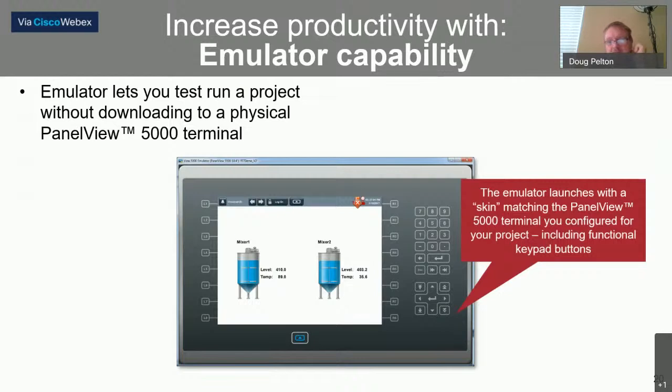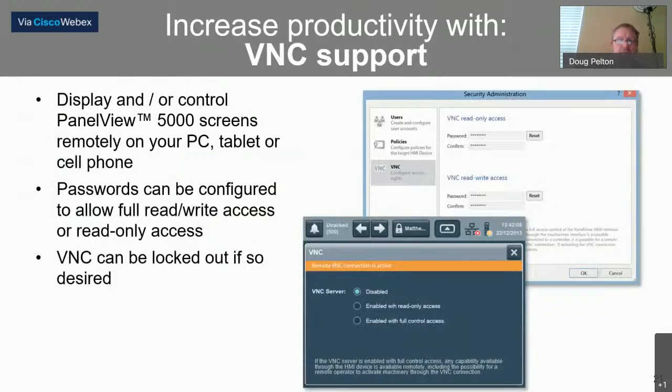With that, you can go ahead and use the product emulator. It has a skin that matches the PanelView. It's going to look exactly like the PanelView, only on your computer screen. As long as you have a PLC to test with, you can do real-time, real-world testing right from your PC, including the keypad buttons if you're using something with the skin. You just tell the project which PanelView you're using in your project.